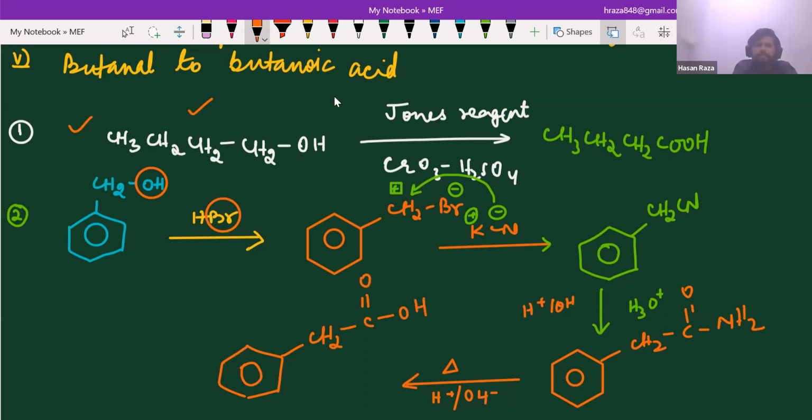So you can see this is 2-phenylethanoic acid, or phenylethanoic acid. Is that clear? Please do write it. I think there is a doubt in this, right?